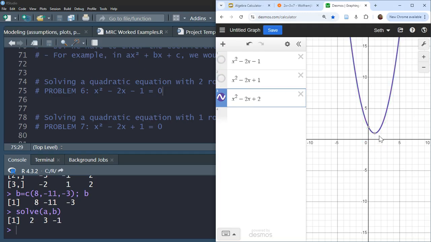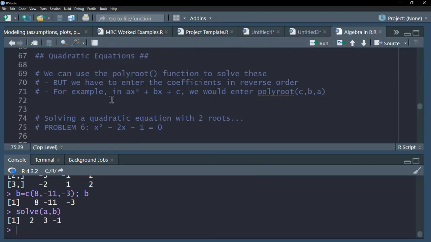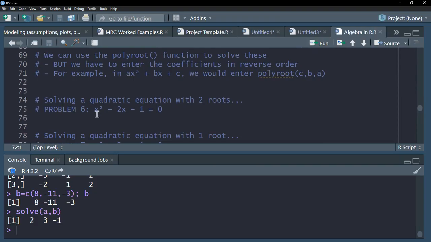Okay, so here you can see it's not intersecting the x-axis at all. So it does have roots, but they're imaginary roots. So we're dealing with complex roots, so 0 real roots. So let's just go through. We know sort of where we're expecting these values to shake out, but let's check and see how we would do this. Okay, so first we've got x squared minus 2x minus 1.